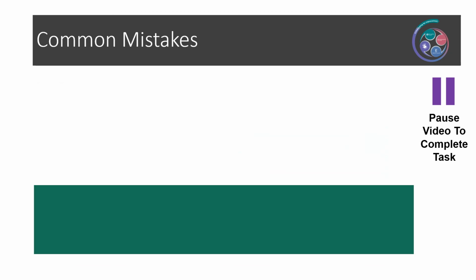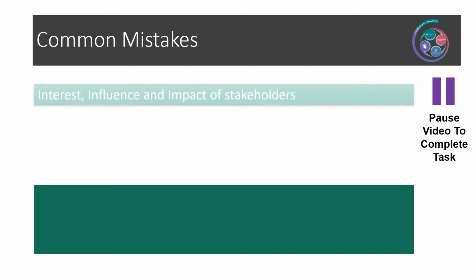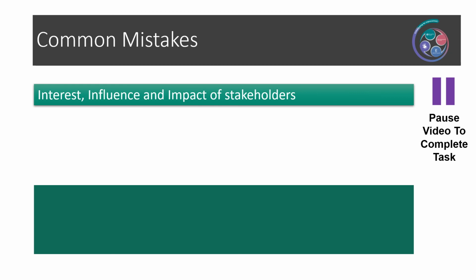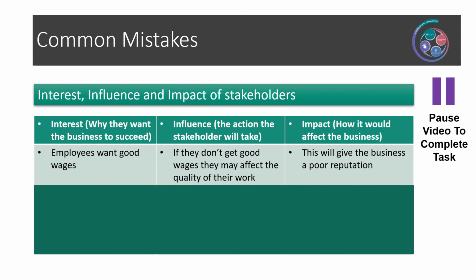Okay, another common mistake that candidates will make, in particular with topics, is that they get mixed up between the interest, influence and impact of stakeholders. So what I suggest that you do is that you would revise this in a table so you can cover everything at the same time. So an interest is why they want the business to succeed. The influence is what action the stakeholder will take. And the impact is how it would affect the business.